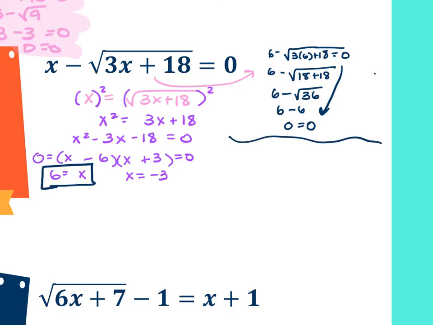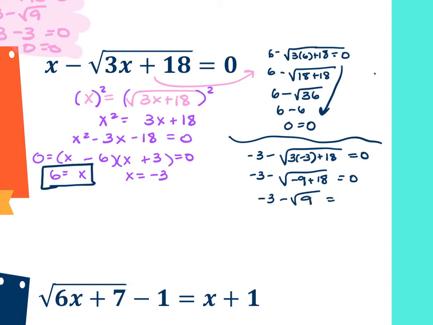Then check the negative 3. Negative 3 minus the square root of 3 times negative 3 plus 18 equals 0. Negative 9 plus 18. 9. Negative 3 minus 3. Negative 6 does not equal 0. So I rule out the negative 3 and I only keep the positive 6.